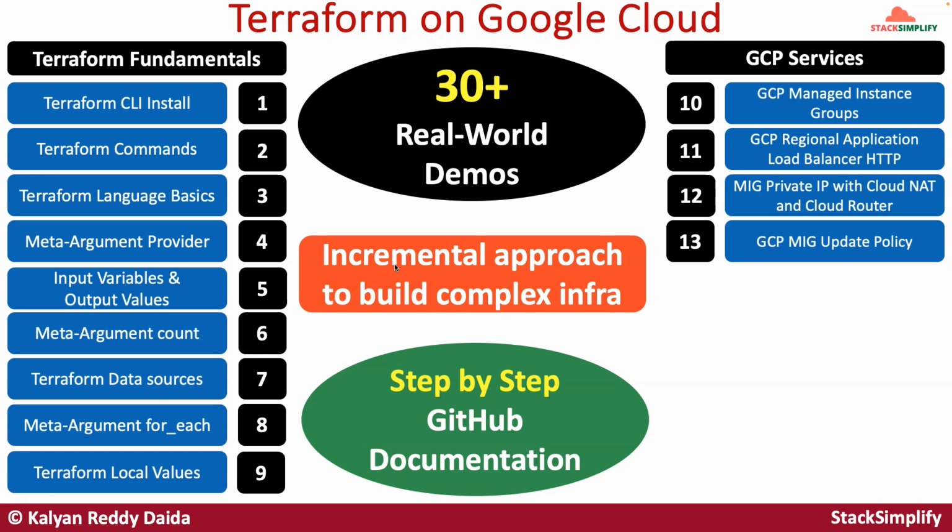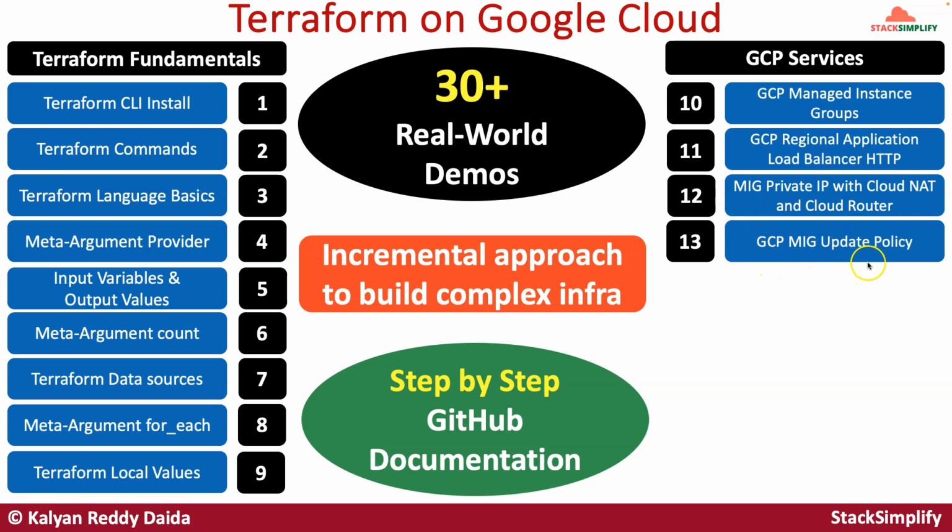Later we will front that managed instance groups with regional application load balancer HTTP, and after that we will also solve a problem wherein if you disable an external IP for your VM instance, then how your VM instances need to access the internet and download the binaries. So for that you will implement Cloud NAT and Cloud Router for MIG private IP, right?